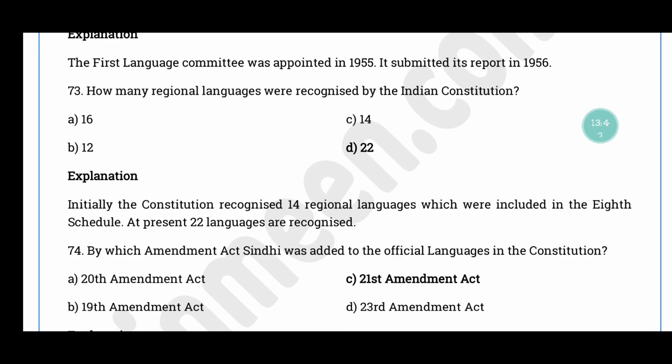Question number 73. How many regional languages were recognized by Indian Constitution? The correct answer is option D, 22.